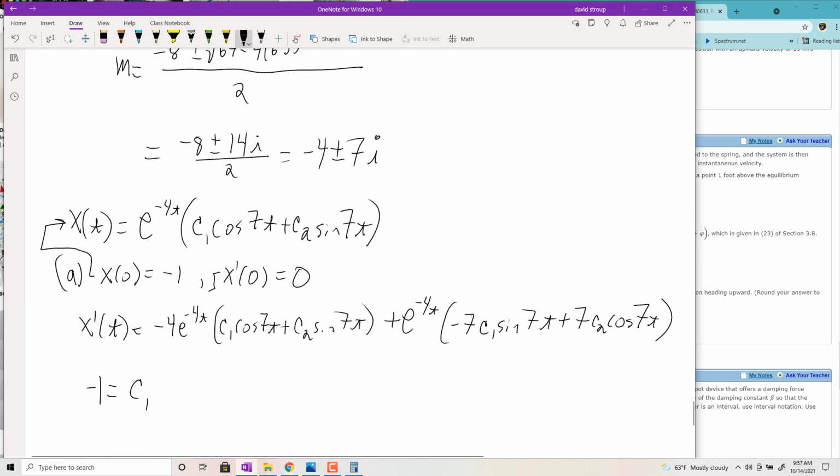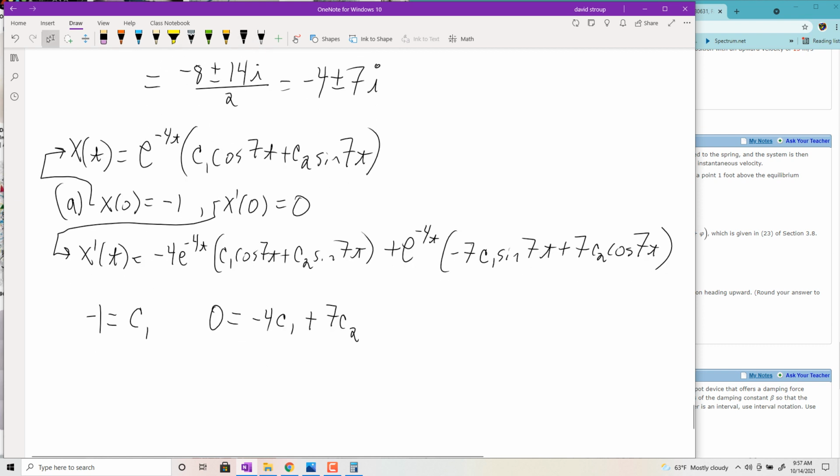Now I'll take the second initial condition and plug it into the derivative. So I have then 0 equals -4e to the 0, so -4, times c1 cosine of 0. Cosine of 0 again is 1, so I have c1. The c2 bit is 0, because sine of 0 is 0. Plus e to the 0 again is 1 times -7c1 sine of 0, which is 0, so that first part is 0. And then 7c2 cosine of 0 is just going to give me plus 7c2. All right, so I can solve for c2.